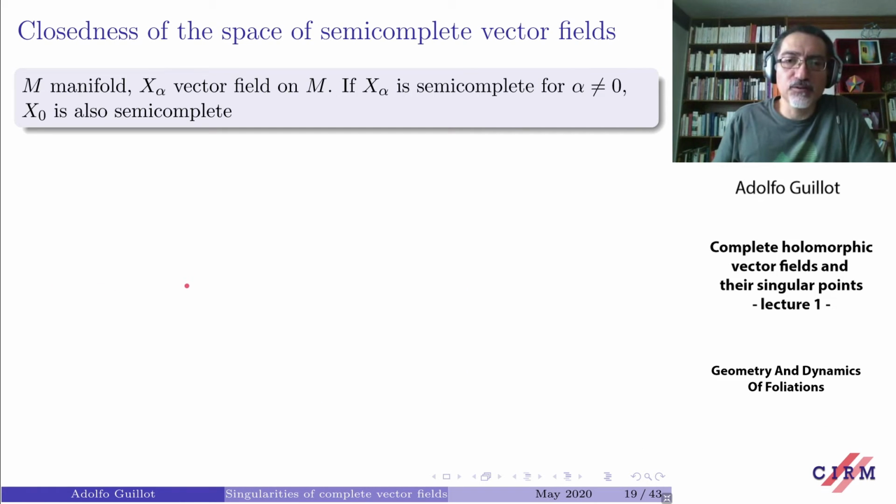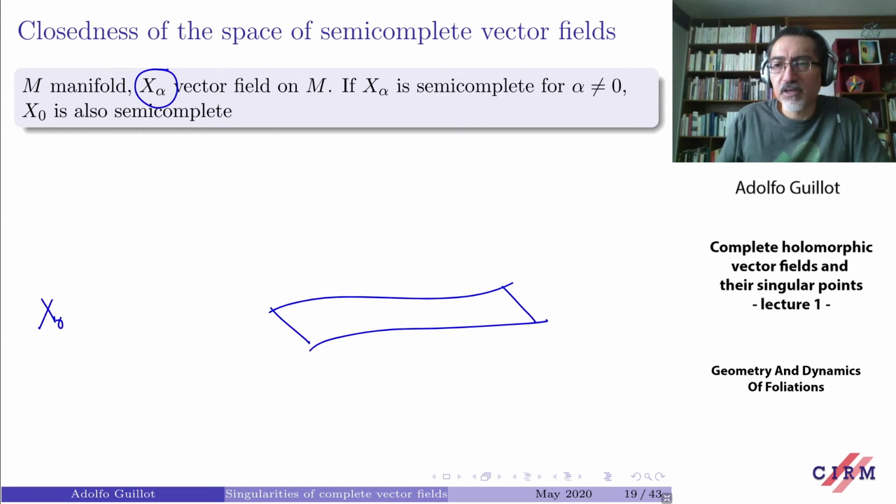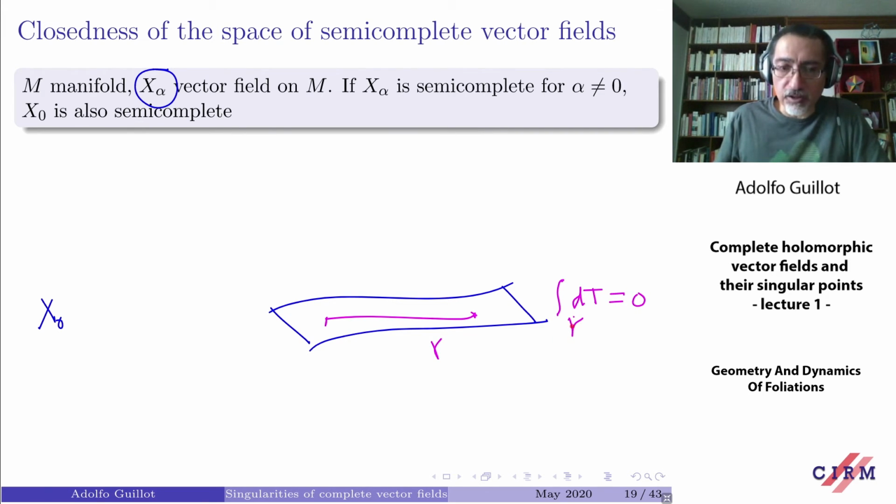Closedness of the space of semi-complete vector fields. Suppose I have a manifold M, and a family of vector fields depending continuously on some parameter alpha. Suppose that X alpha is semi-complete for alpha different from zero. I would like to prove that X zero is also semi-complete. So suppose that X zero is not semi-complete. There's some leaf here, and I have a path gamma along this curve of X zero, along which the integral of the time form is zero but the path is not closed. So this would mean that X zero is not semi-complete.